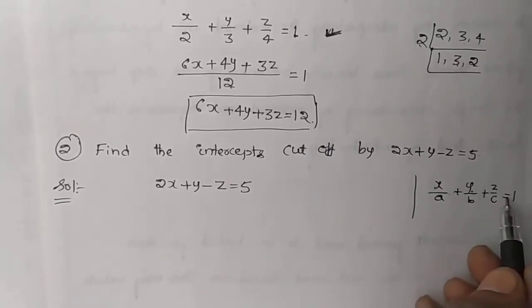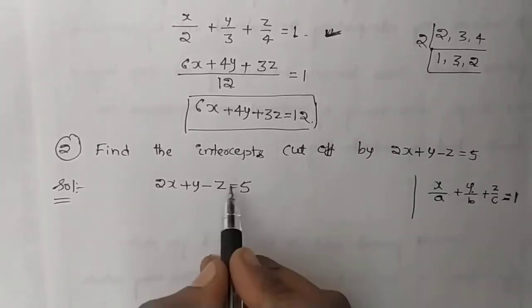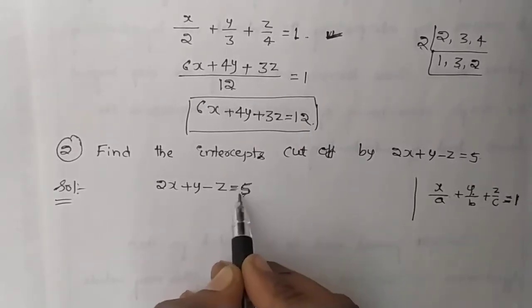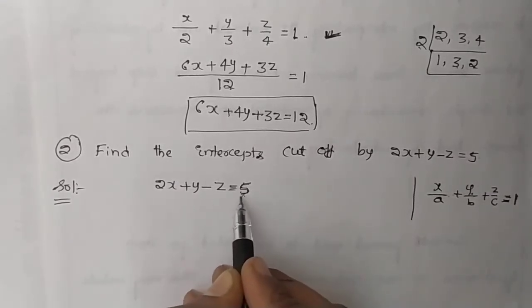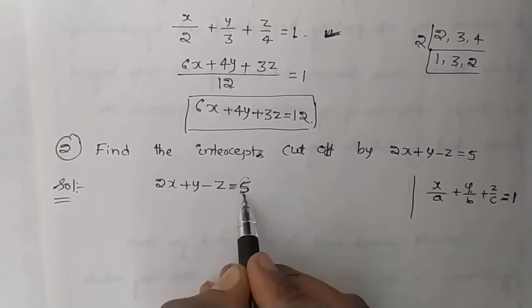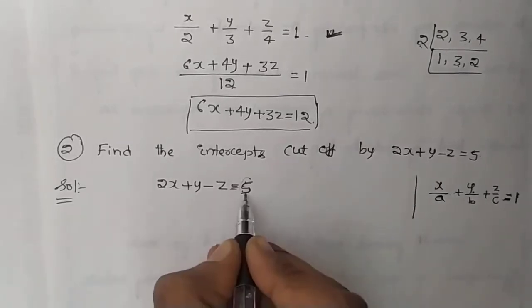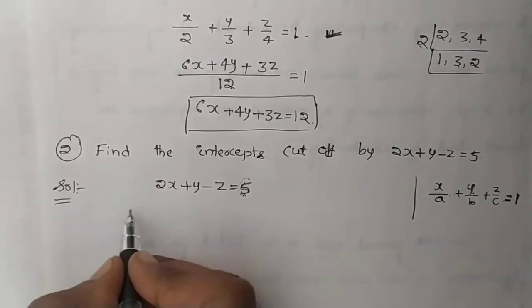You just observe in this intercept form, on the right hand side we have 1. Here on the right hand side we have 5. You just make this 5 as 1. How to make this 5 as 1? By dividing by 5 on both sides. Let us divide 5 on both sides, then only we will get 1 on the right hand side.